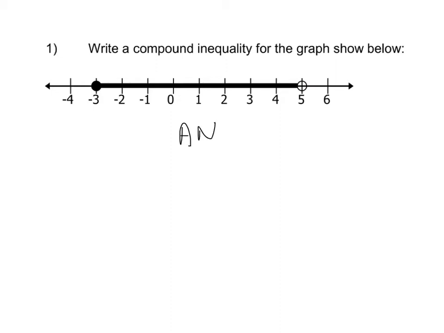So right away I'm going to write down the word AND. And let's see, what do all these solutions have in common? Well, all these solutions are bigger or equal to -3, and they're also smaller than 5. So our compound inequality statement would be this: x is greater than or equal to -3, and x is less than 5. It's all the numbers that are bigger or equal to -3 and also smaller than 5. That's what all these numbers have in common.